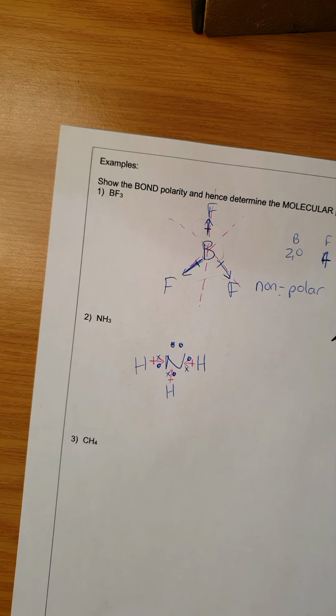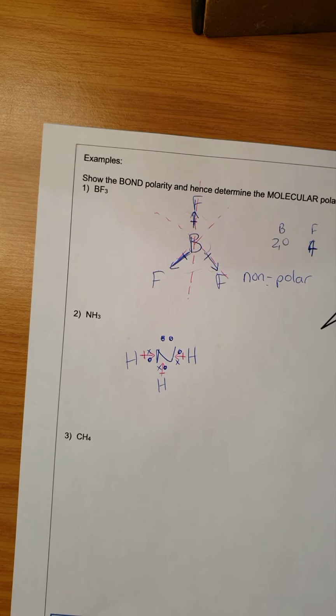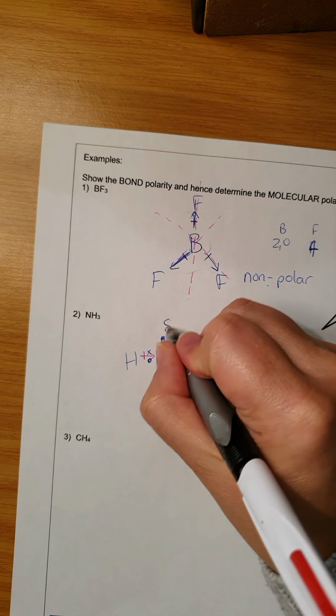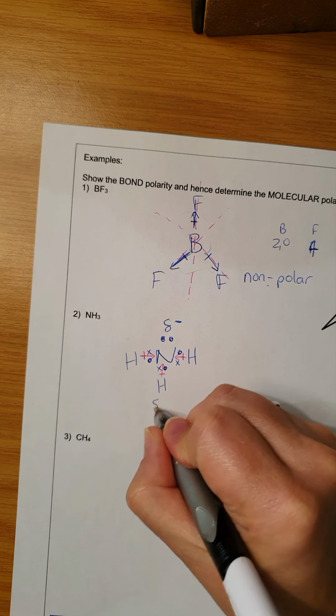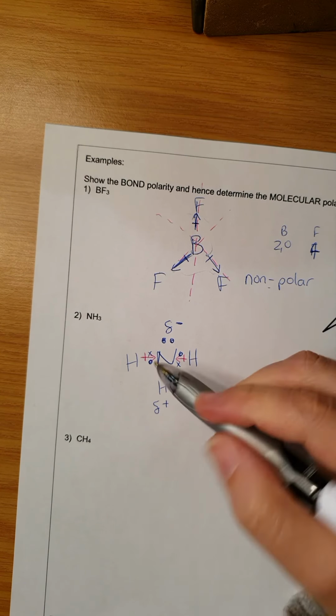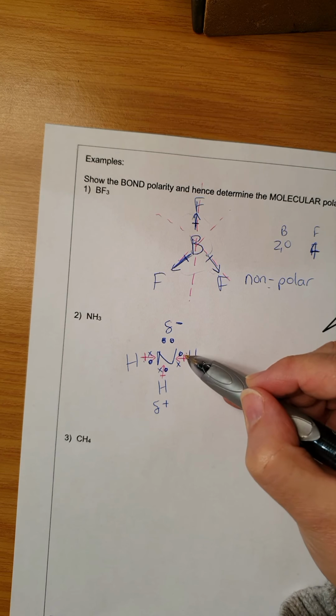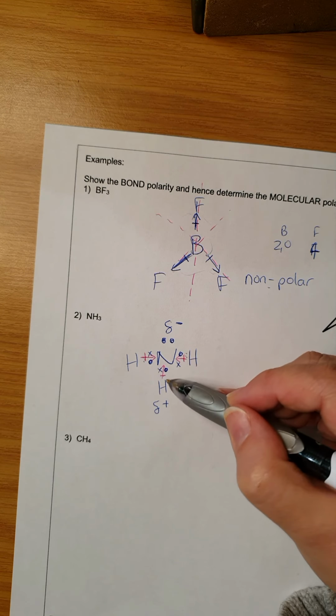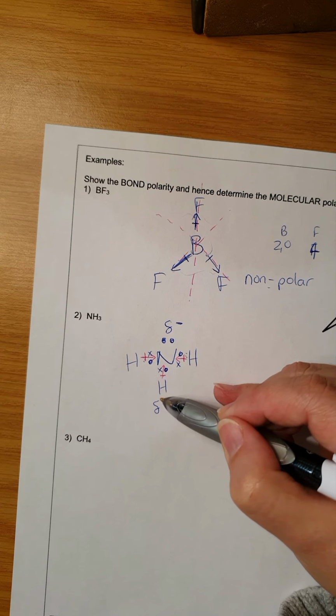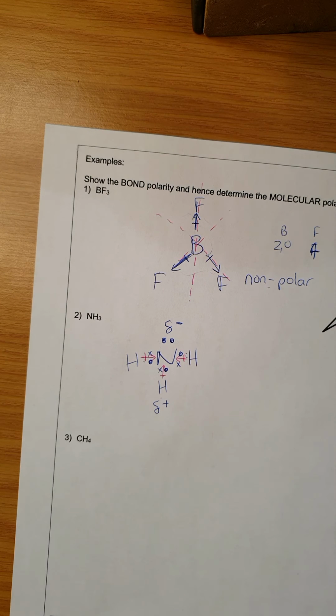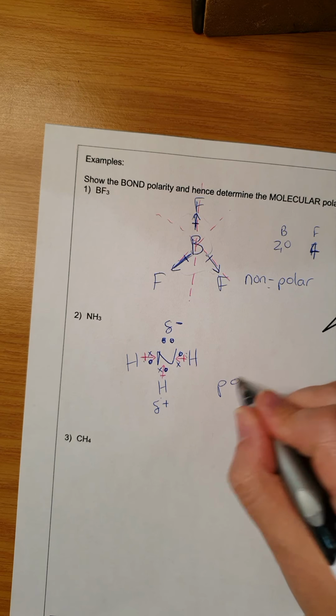Okay, but I think you could already see that this one is polar because of that lone pair of electrons. That immediately makes this side slightly negative and this side slightly positive. Those two could cancel out, but this one won't. So you can already see that this side's going to be positive and that's going to be negative. Okay, so this is polar.